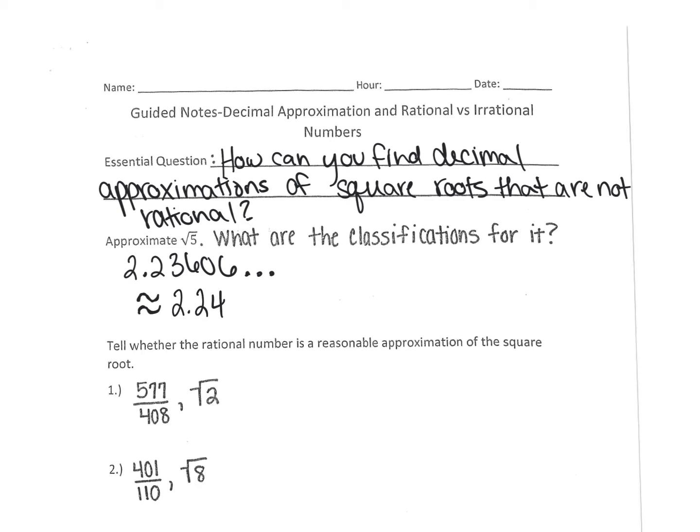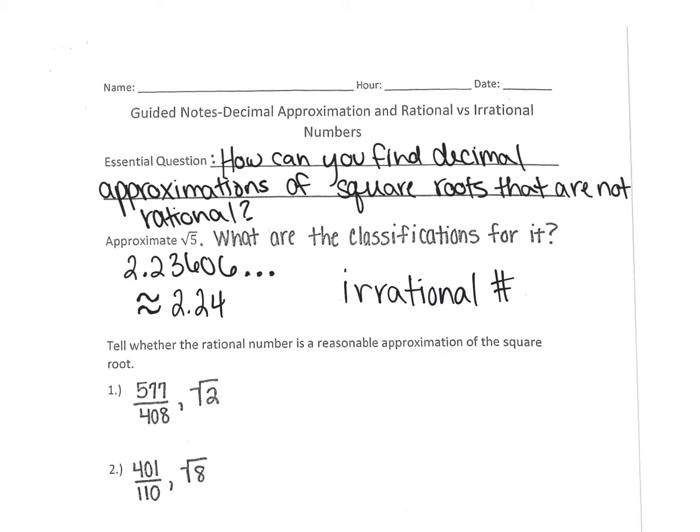About 2.24. So now we know that this number went on and on forever. It looks like it has a stop in the calculator, but it really doesn't. It just gets rounded in the calculator. So this would be called an irrational number. We cannot write this as a fraction. Irrational number.